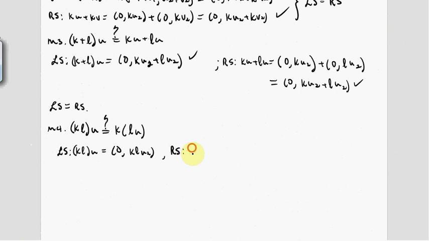On the right side, K times LU. Now this one, you have to take your time and work it into parts. So this is the L times U, which is 0 times L u sub 2. And then it's the scalar k times the vector, which is 0. And then this is kl times u sub 2. So we get the left side equal to the right side here as well.